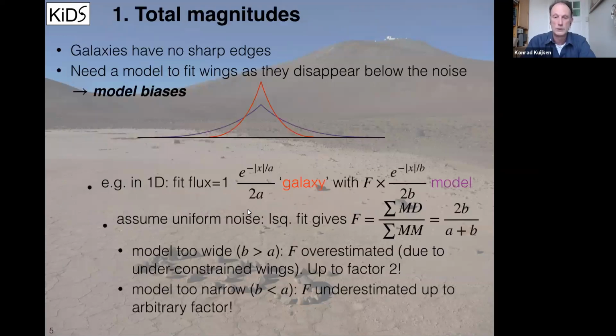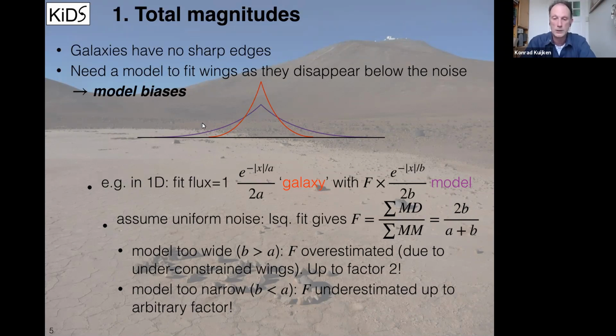So let's start with a really simple example to illustrate what I'm trying to do. The fundamental problem, of course, is that galaxies have no sharp edges, and so they will always have a wing that disappears into the noise, and you only have very limited information about that wing. And so in practice, one way or another, explicitly or implicitly, you end up modeling what happens as your wing disappears into the noise. And as soon as you're modeling, you have to deal with model bias, the effect that your model may not be a perfect description of your source.